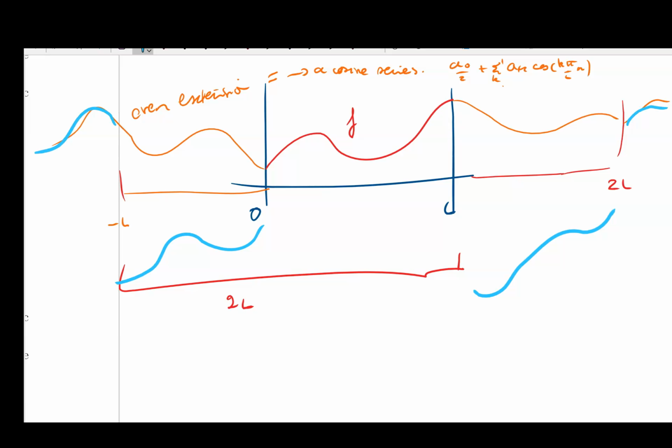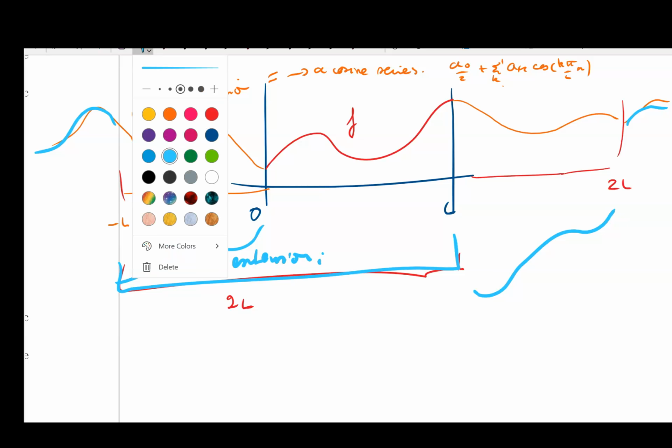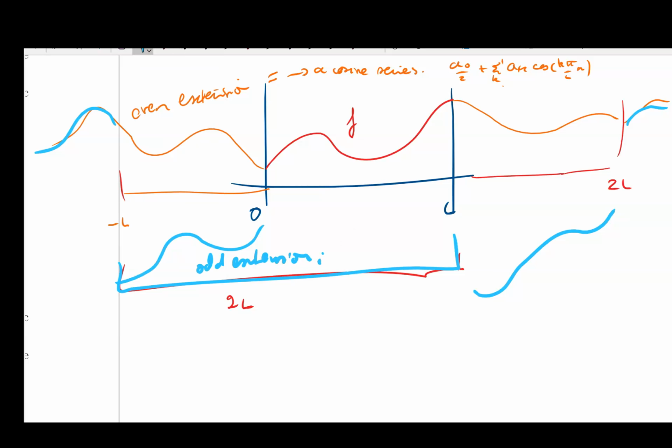All right. So if I consider again my 2L period, I've got an odd function. So that's the odd extension of my original function. And in that case, what do I get? I will get a series with only sines inside.